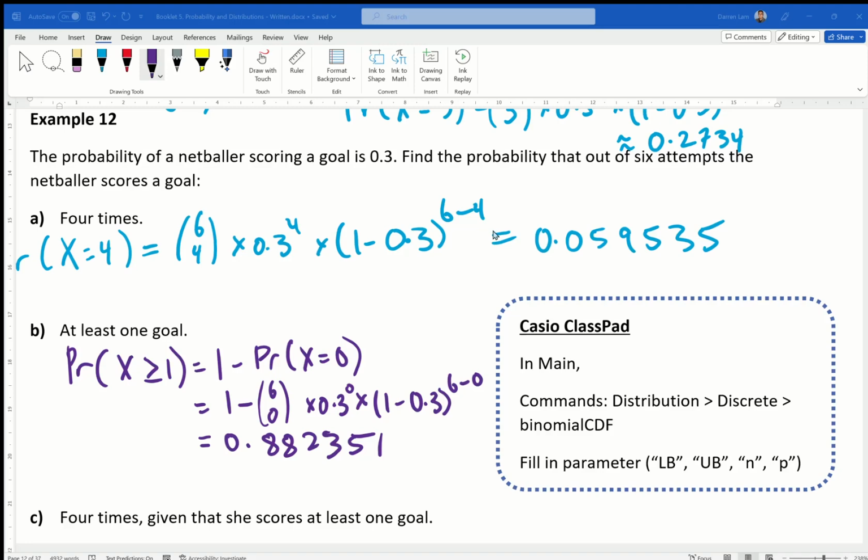So you see how I'm going from 1 onwards. It says at least 1. So I'm identifying it's at least 1. It's from 1 onwards, so 1 to 6. You press OK, and it'll give you the same answer. Any questions about that? Okay, let's move on.